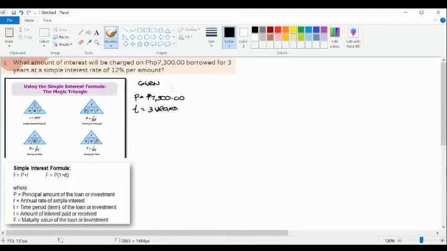Remember, if your given is months or days, we need to convert it into years. Okay? Next, we have the annual rate of simple interest. That is 12%, or in decimal, that is 0.12. So the question is, we need to find out what is the amount of interest. So the formula for that is your interest or amount of interest paid or received equals the principal amount of the loan or investment times the annual rate multiplied by the time period.